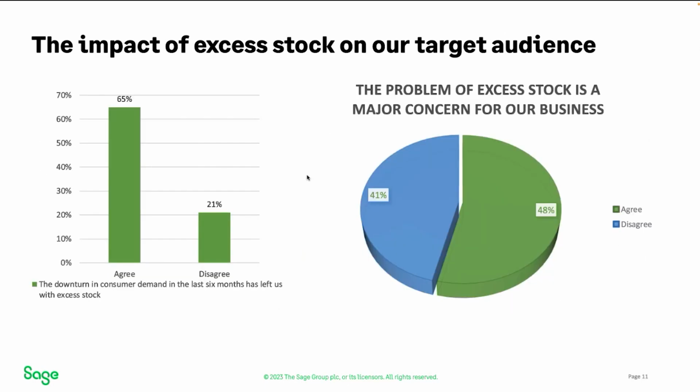In terms of excess stock, so one of the major reasons why businesses use a tool like Inventory Planner, 65% would say that consumer demand in the last 6 months has left them with excess stock. So this is quite a common problem. There's also quite a lot of fairly high-profile businesses that have cited this. So some of you may remember reading about Made.com and Nike famously lost about 10 billion of their market capitalization from this issue alone. And lots of businesses, again, 48% saying that they describe excess stock as a major concern.